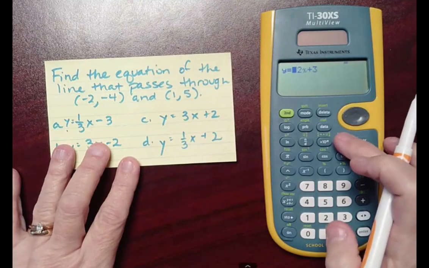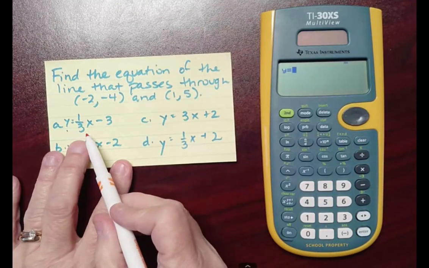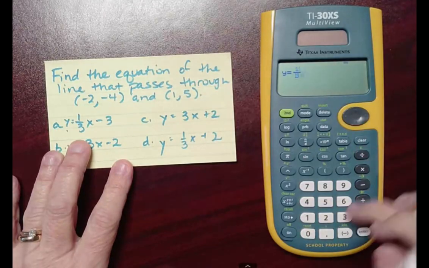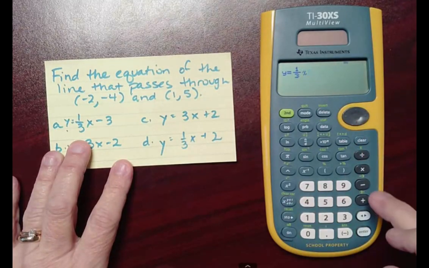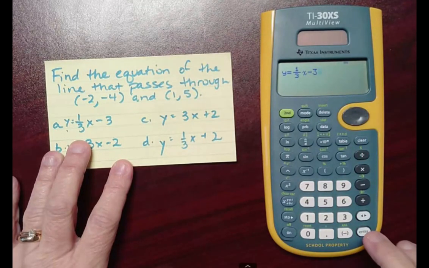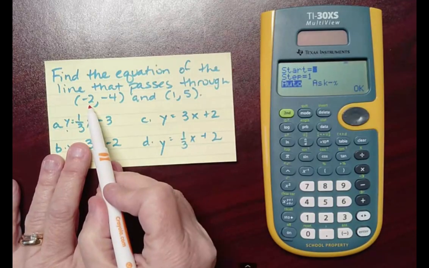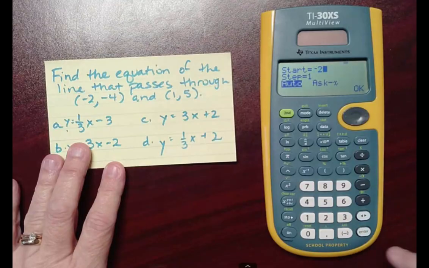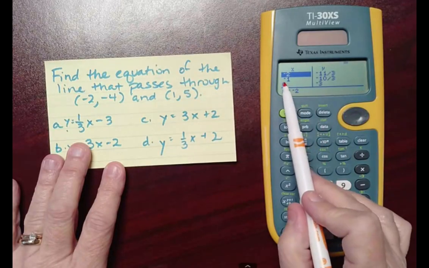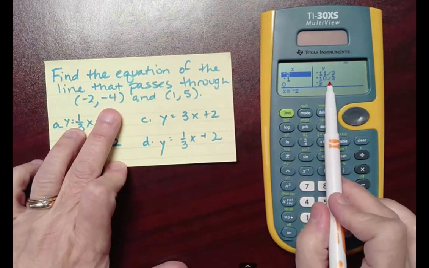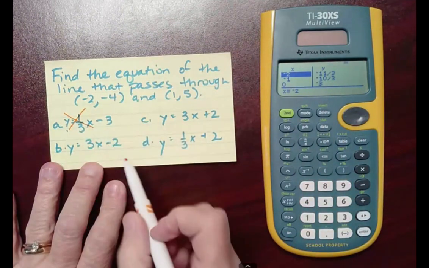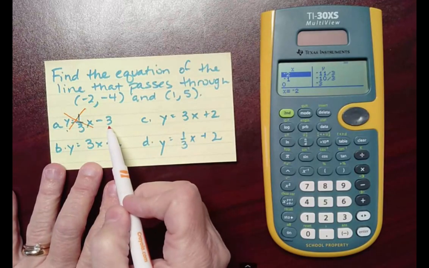So table and clear, and I want 1/3 x. So I'm going to hit my fraction button, 1 on top, 3 on the bottom, x minus 3. I want to hit enter. I'm going to start at -2 because that's one of the points I'm really curious about. -2, and hit enter till I get down to OK. And I have -2. I don't have -4. I have -11/3. This will not be the right answer because this point isn't listed on that table.